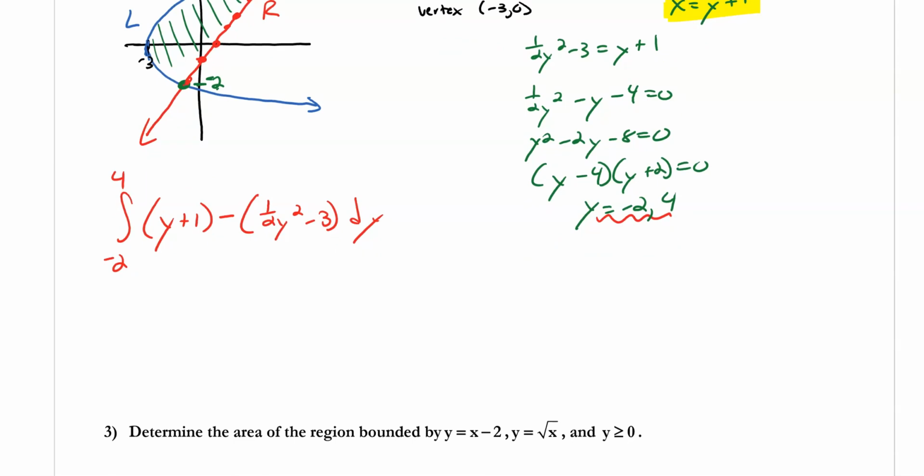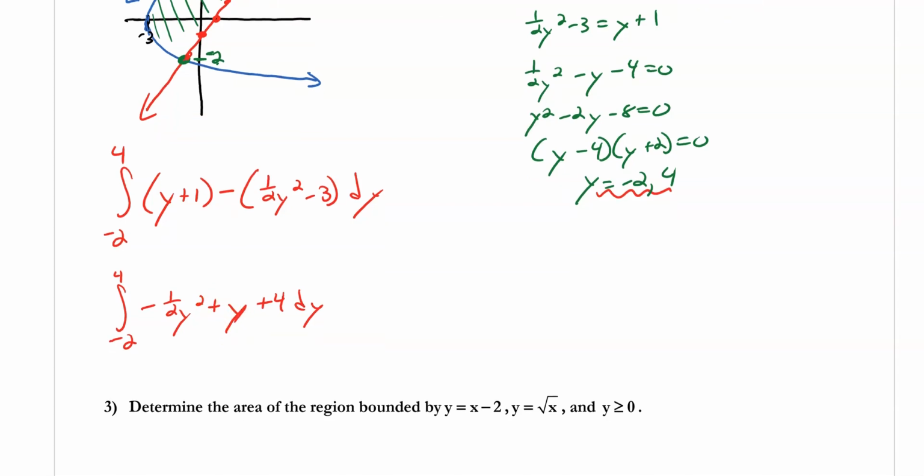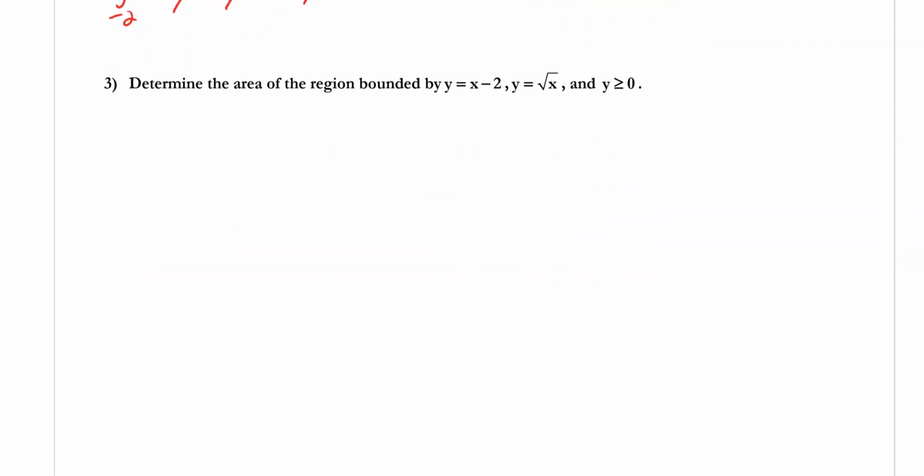And this one said to find the area. I'm not going to finish the entire problem. I hope you guys don't mind. I think we've done enough integration where you probably can handle this, but I'll simplify a little bit. So negative 1/2 y squared plus y plus 4 dy. And then you would want to find the antiderivative, plug in the top, plug in the bottom, subtract them. You've done it a bunch of times, right? So we'll leave that one as is.